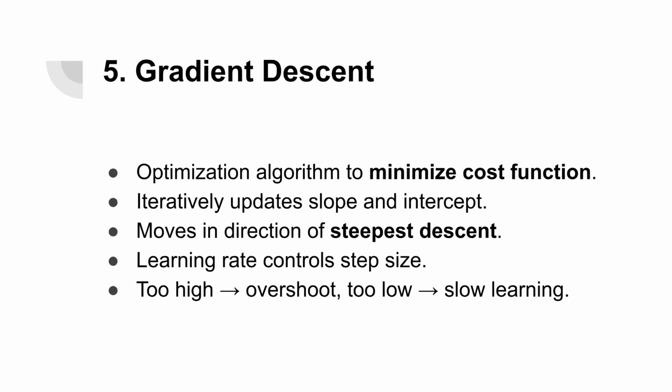Gradient descent is an optimization algorithm used to minimize the cost function by iteratively updating the slope and intercept. The learning rate controls the step size taken in the direction of steepest descent.